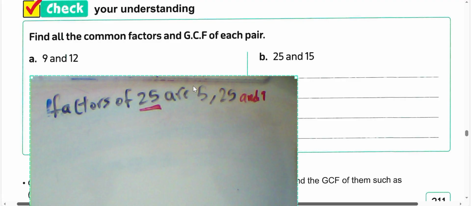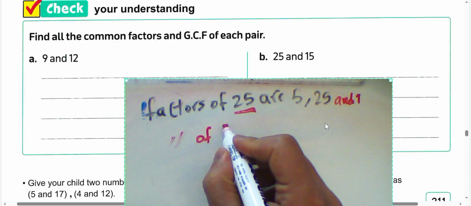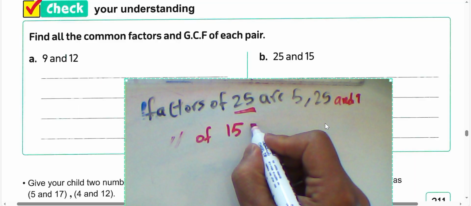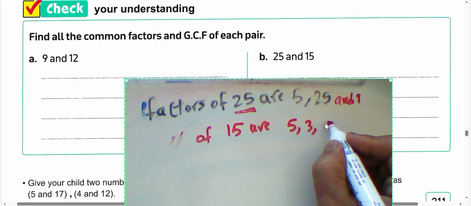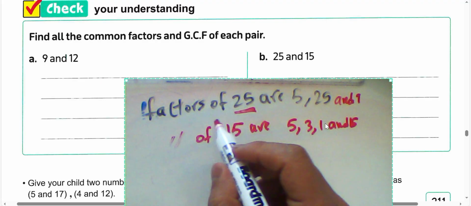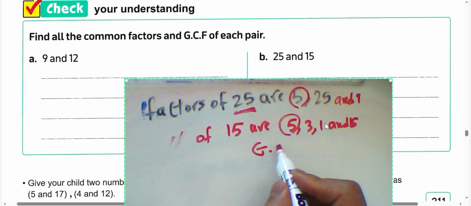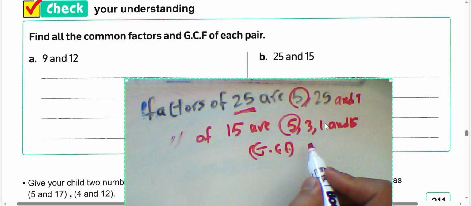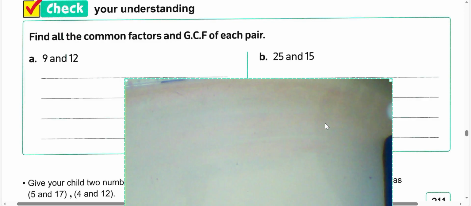And factors of 15 are 5, 3, 1 and 15. The greatest common factor between 25 and 15 will be 5. The greatest common factor between them together will be 5. Okay, next question.